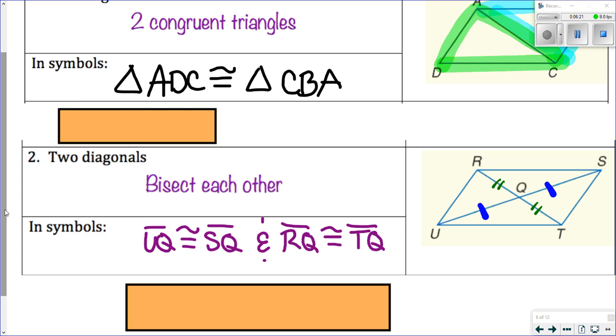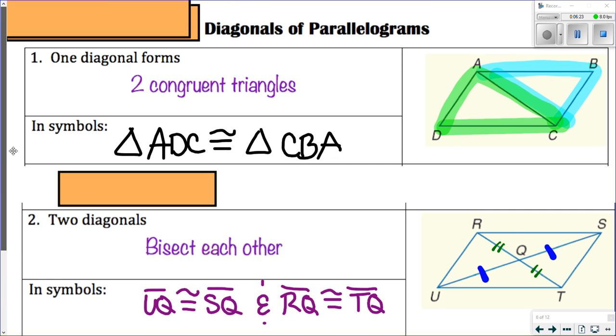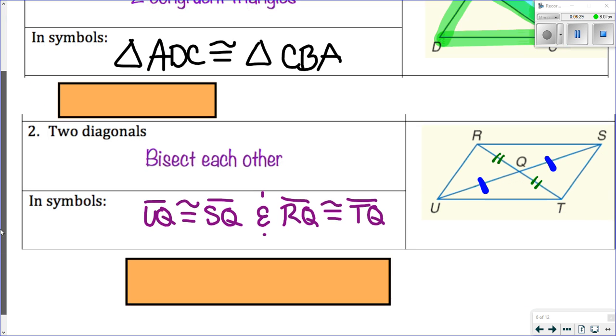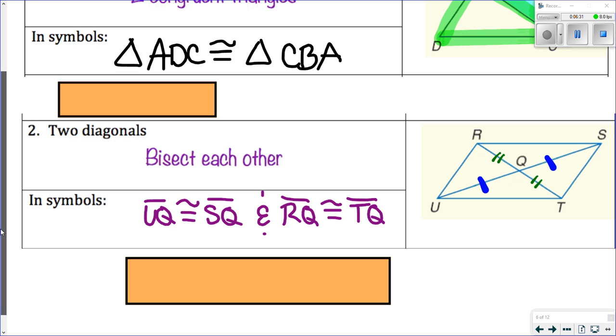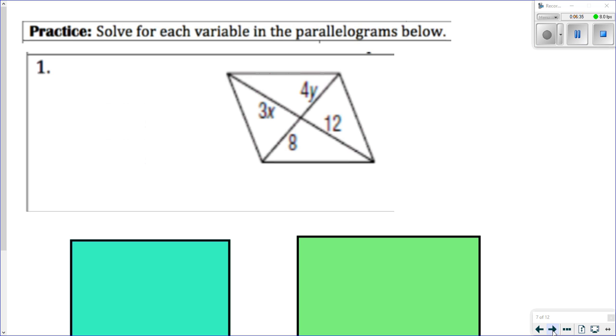So again, just to recap for the diagonals of a parallelogram, if you have one diagonal, then it's going to create two congruent triangles. If you have two diagonals, they're basically bisecting each other. Alright, so we're going to do practice problems based on the properties of diagonals in a parallelogram and the characteristics. So the first one, they gave us our information.